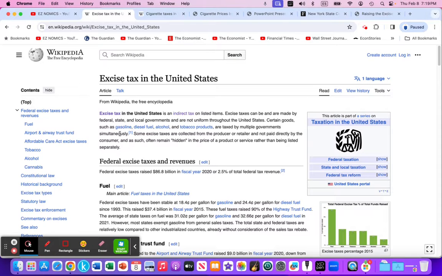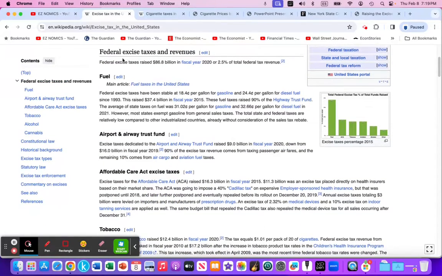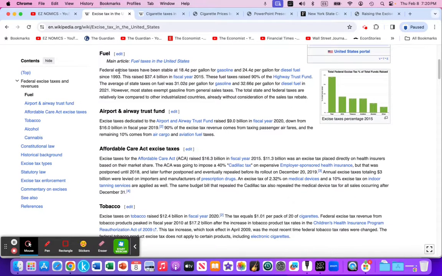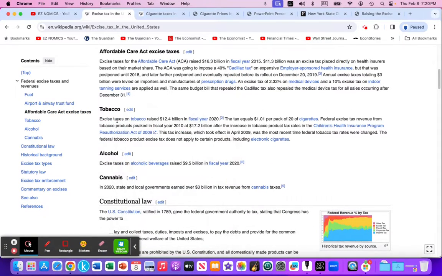So these are the goods in the US that have an excise tax, a tax levied on the producer on the manufactured good. And this provides us a little bit of a background. Here it says that at the national level, federal excise taxes generated $86.8 billion in fiscal year 2020. Of that, we have fuel taxes applied at the federal level. And then we have here tobacco, which is going to be the focus for this video. And tobacco taxes raised $12.4 billion in fiscal year 2020.